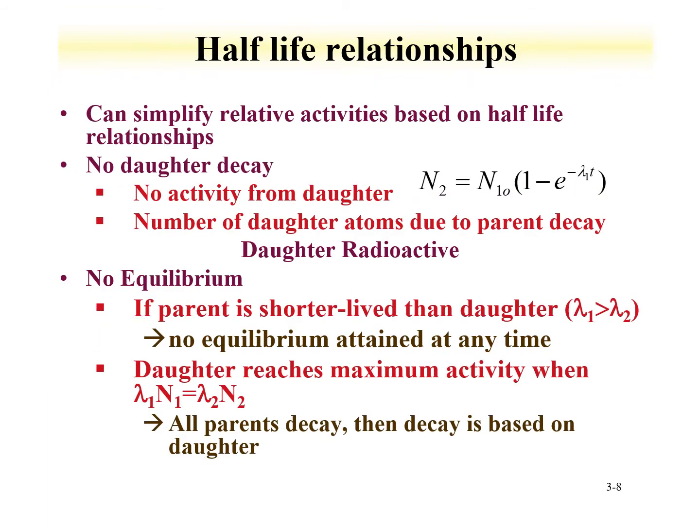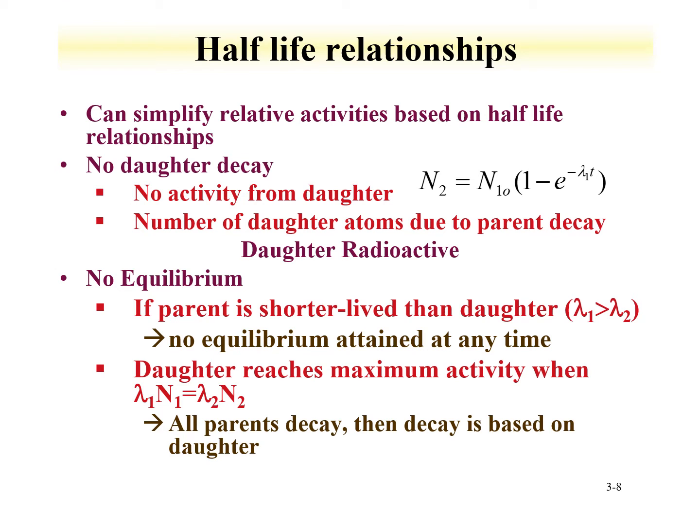In the previous slide, we used a differential to evaluate conditions where the maximum amount of daughter would be created from the decay of a parent. We can actually make some more simple relationships based upon the relative differences between the decay constant of the parent and the decay constant of the daughter, or the half-life relationships. So in other words, there are relationships where if the half-life of the parent is much longer than the half-life of the daughter, you can simplify some of the equations.